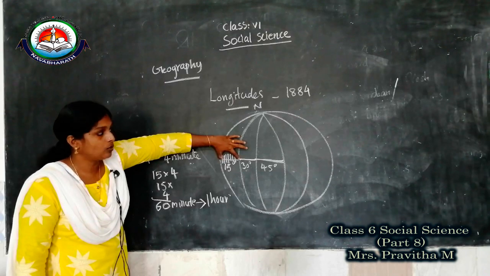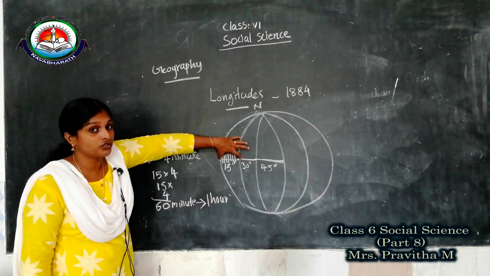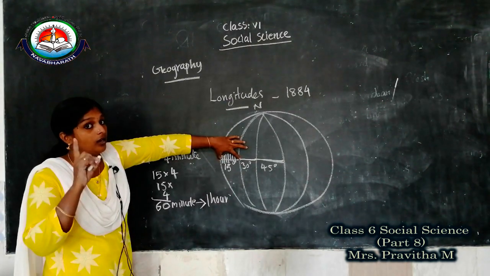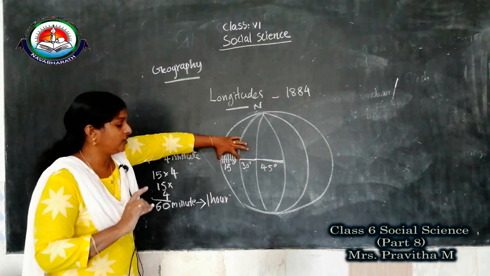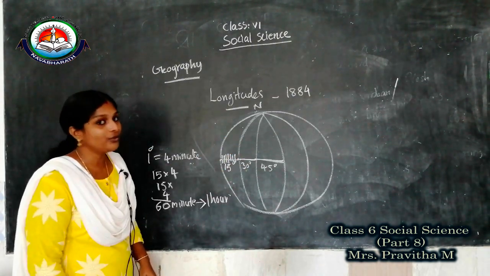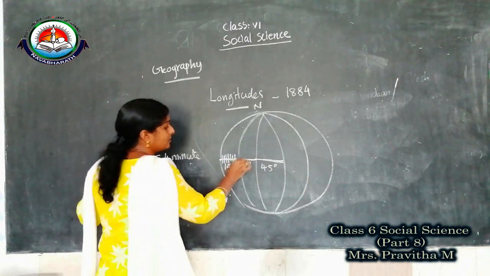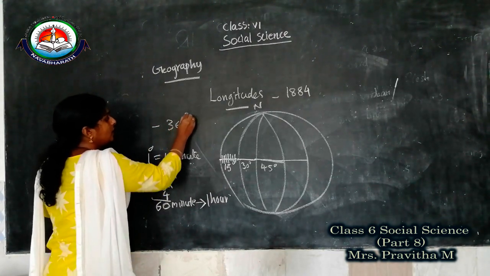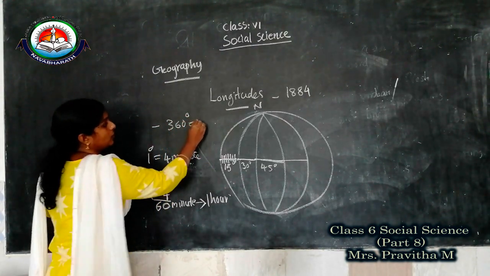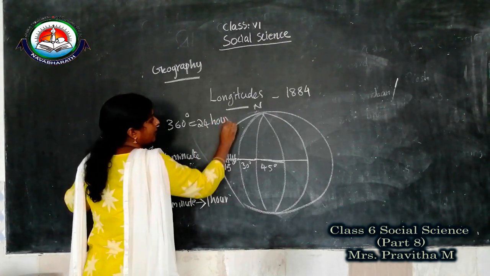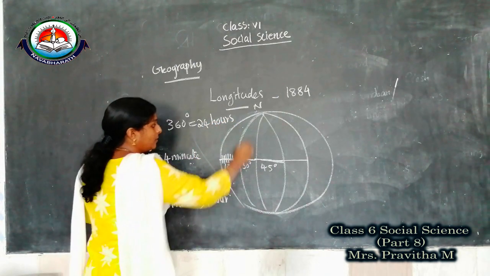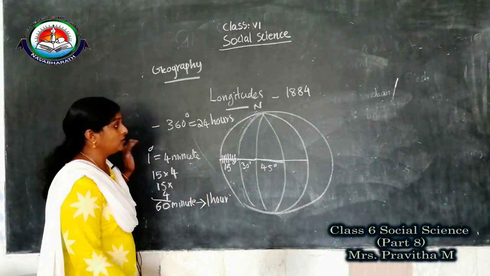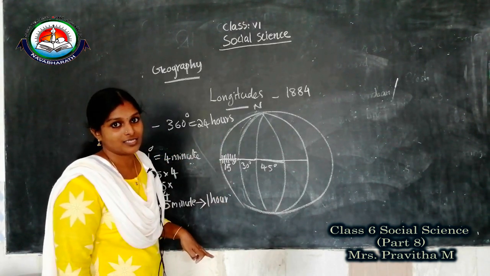Clear children? So what about the distance of each longitude? 15 degrees, and 15 degrees equals 1 hour. In this 15 degrees, 1 degree equals 4 minutes, so total 15 degrees equals 1 hour. Like that, 1 hour distance. The total longitude is 360 degrees. 360 degrees of longitude equals 24 hours. If we count the number of longitudes, 24 longitudes are there. Those 24 longitudes show 24 hours.